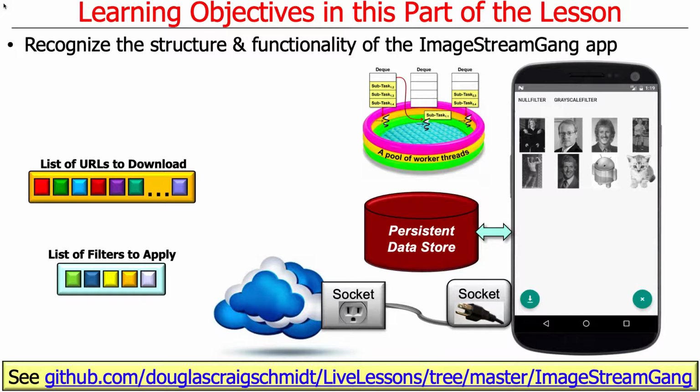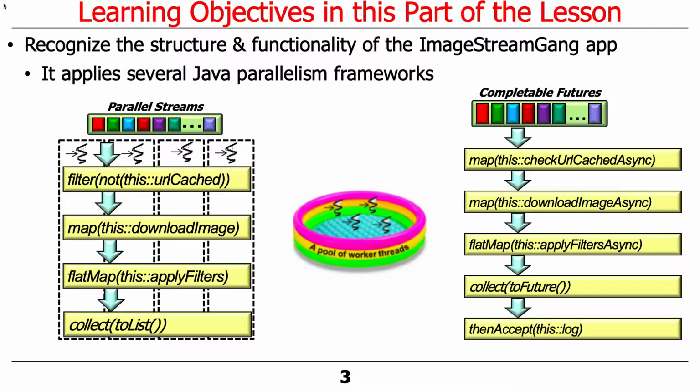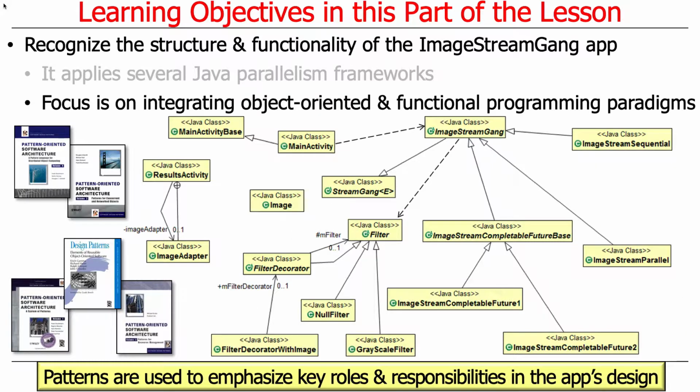So we're going to talk about something called the ImageStreamGang app. And this supplies several parallelism frameworks. We've got parallel streams and completable futures underneath the hood. They use pools of worker threads, which could be the fork join pool, will be the fork join pool for the parallel streams case, and can be the fork join pool for the completable futures case. We'll see that there's more variation and more flexibility available for completable futures than with parallel streams.